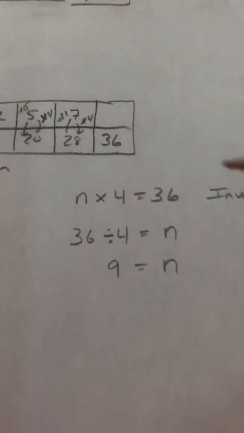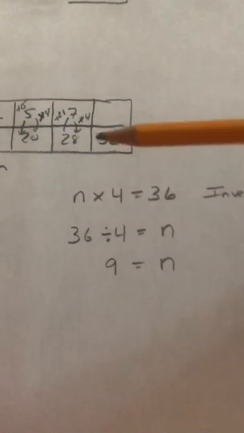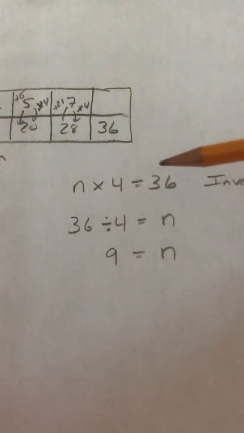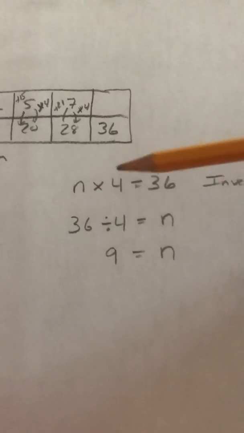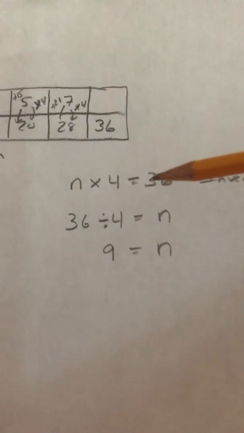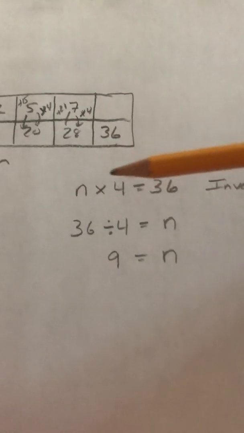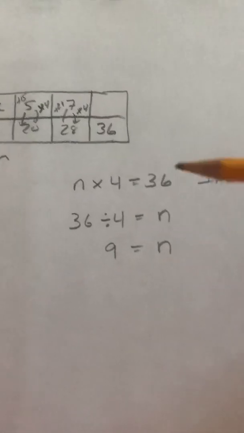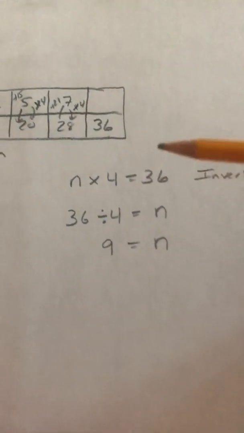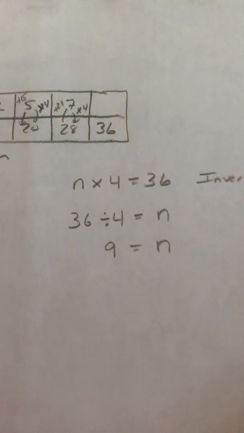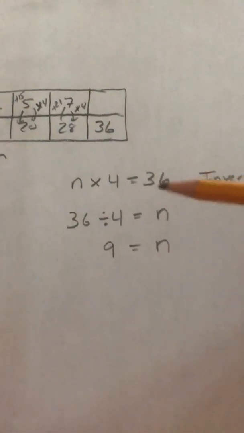So when we go to the last one, if I know that I have a times 4 pattern, now in this case, they actually give me my output. So it's n times 4 equals 36. So really what I'm trying to figure out is what number that when I multiply by 4 is going to equal 36. Now if you know your basic facts, which hopefully some of you know, you would realize that 9 times 4 equals 36.